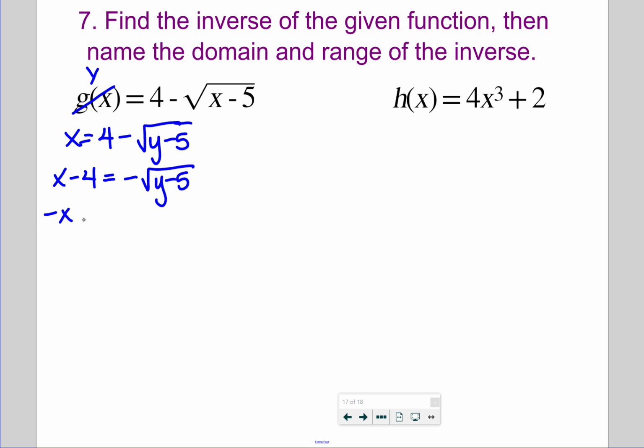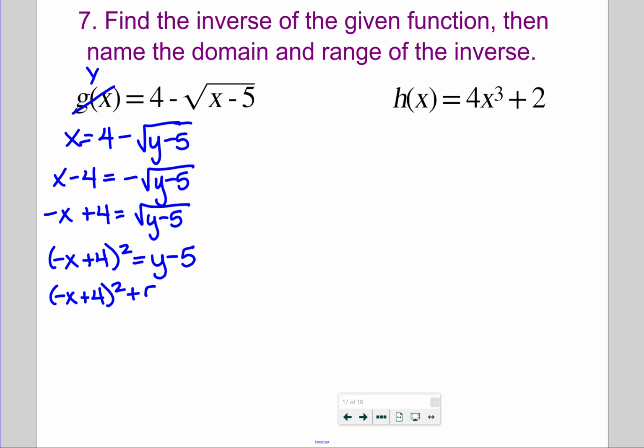That'll give me a negative x plus 4 equals the square root of y minus 5. Square both sides, so negative x plus 4 squared, and that cancels out my radical. You can FOIL that if you want to, but there's not any specific form that we need this to be in, so if I were you, I wouldn't, because it's less likely to make a mistake if you have less to simplify. Finally, add 5. Don't forget at the end, put back in your function notation. So that original function was g of x. We put the little negative 1 there to state what we have now is the inverse.